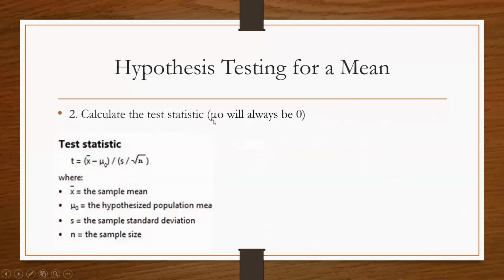Then you want to calculate the test statistic. In most cases, mu is going to be 0. I kind of said it will always be 0, but I'll just say most cases, because there might be one or two times where the null is different than something. However, assuming the null is 0, you just use this equation, where x bar is the sample mean minus the hypothesized mean, divided by the standard deviation divided by the square root of the sample size.